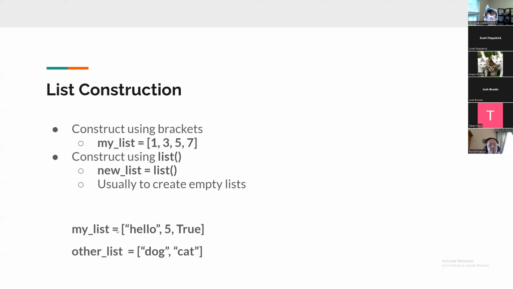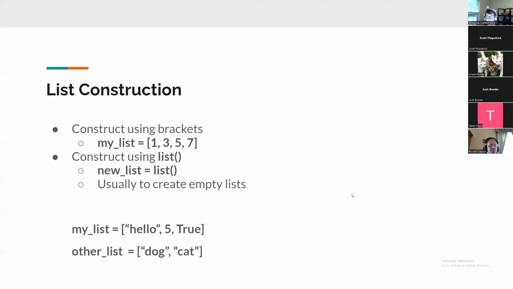So you can say my list equals, and then here's an example where we have some mixed data. We have hello, which is a string. We have 5, which is an int. Then we have true, which is a Boolean. This other list is just strings. It has dog and cat. So lists are very easy to work with. They're very nice. They're not super strict.